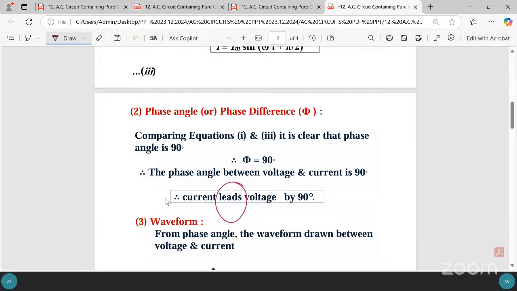Whenever you listen to the word capacitance in AC circuits, always the current leads. If it's a pure inductance, always the current lags. If it's pure resistance, it is always in phase.